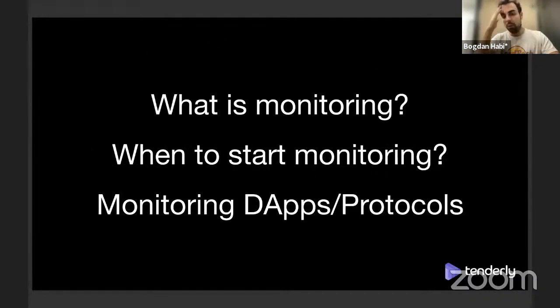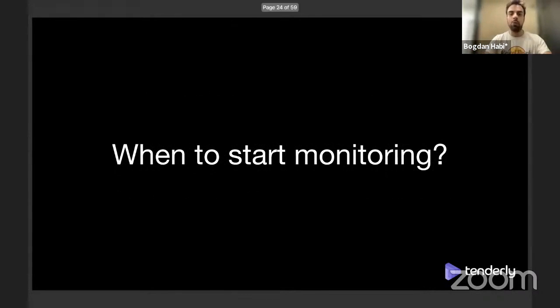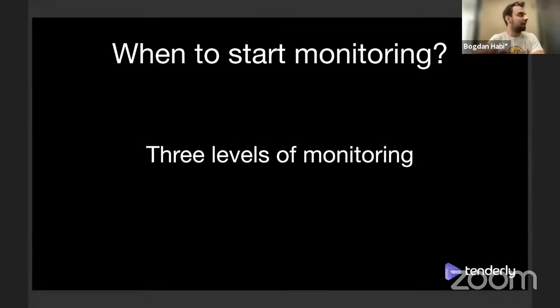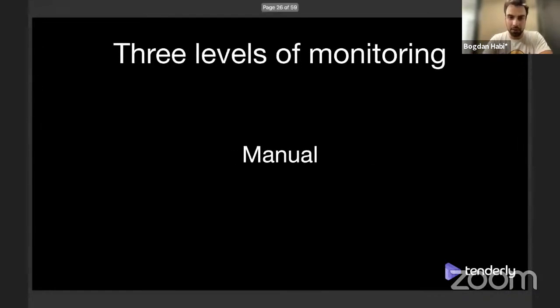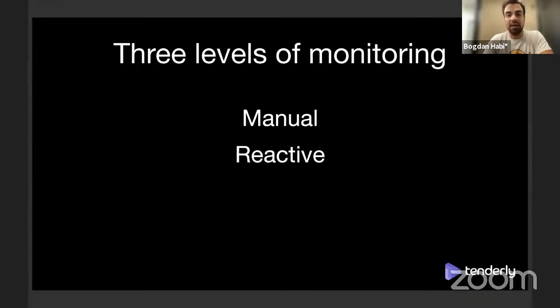So now that we've covered what monitoring is, it will be even more apparent when we cover when to actually start monitoring. We can think of 3 levels of monitoring, or 3 points in your project's life when you can start monitoring. The first level of monitoring is manual. The second one is reactive. And the third one is proactive. Now, what does this mean, beyond being nice words to say? We can cover a couple of things about each of them.